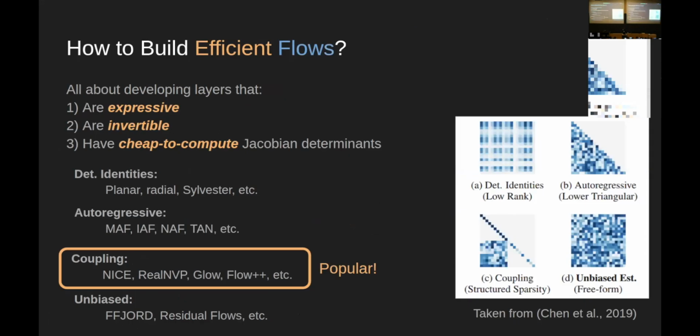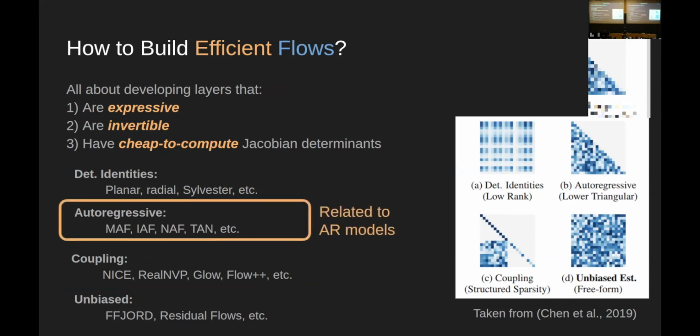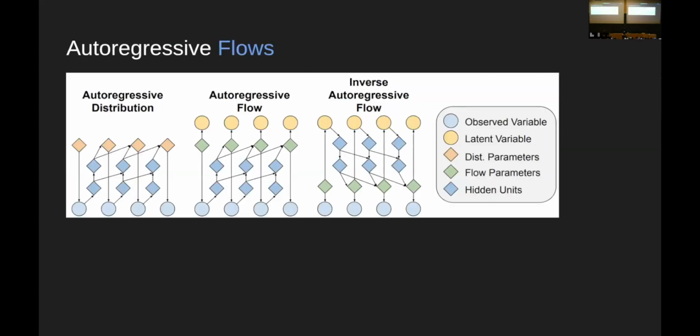Yes, so that takes us back to this slide. Now we looked at coupling flows, and now we'll look at autoregressive flows for a little bit. They are closely related to autoregressive models. Here's a figure. On the left, you have an autoregressive distribution. If you have the data dimensions down here that you're predicting sequentially, you can see that, for example, this orange thing here, the parameters of the distribution for this one, is informed by these, which are hidden units in the neural net. It's informed by these, which are informed by the data coming before it.